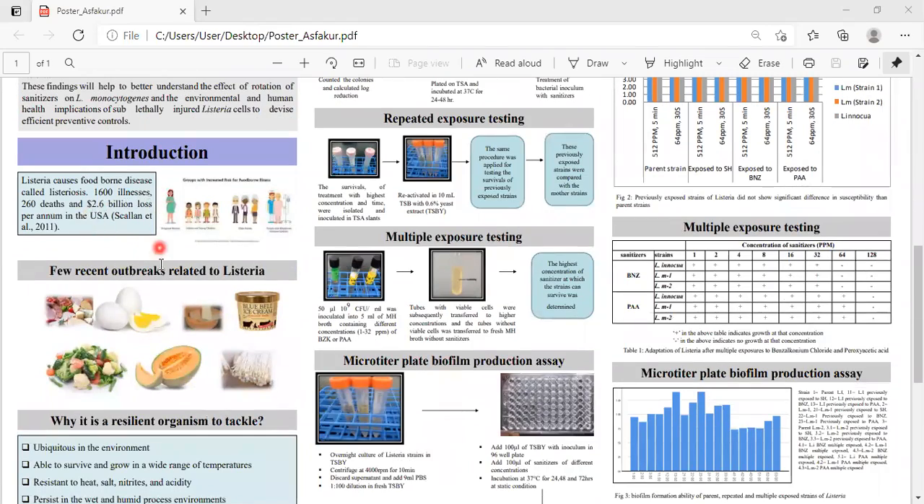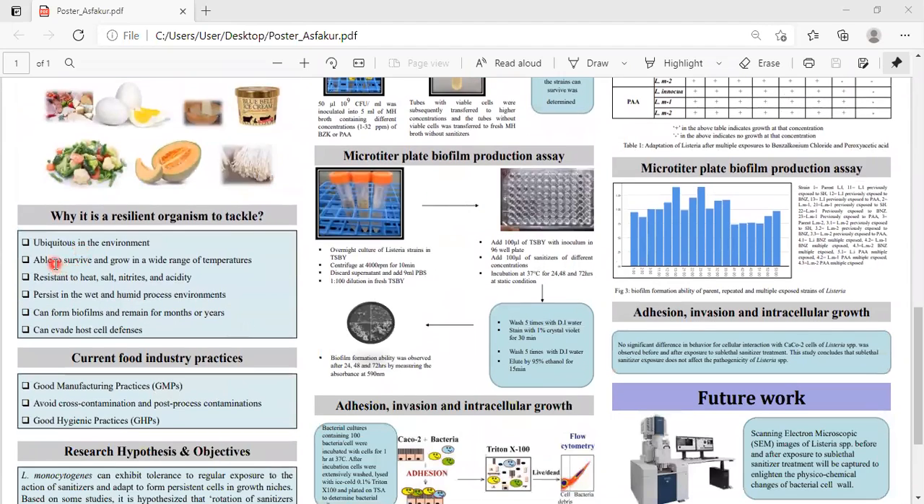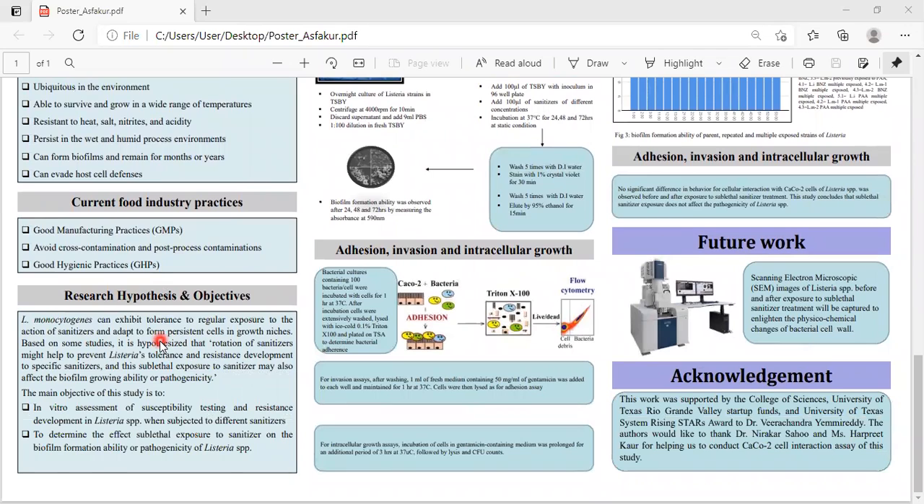Listeria causes listeriosis. There are some recent outbreaks, which include some fresh produce or even frozen foods. It is for this reason that this organism is very resilient and difficult to tackle. Many food industries practice GMP or GHP to tackle this, but it is very tough to control.